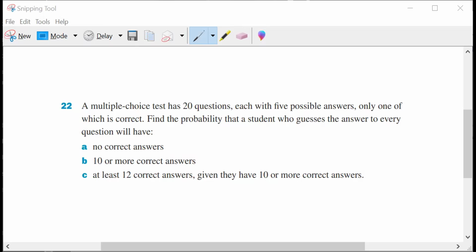So today we'll be going through the tutorial on the TI-Nspire CX II CAS calculator, and the topic is on the binomial probability. So let's get started.